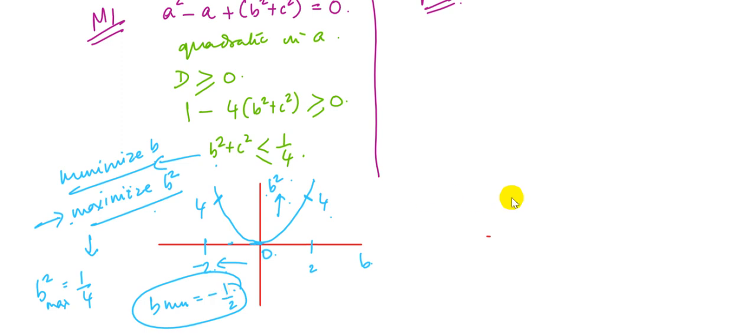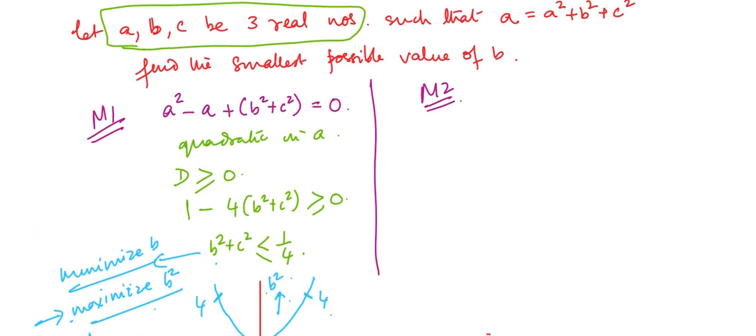Clear? Yes, sir. Okay, so this is one method. What is the second method?